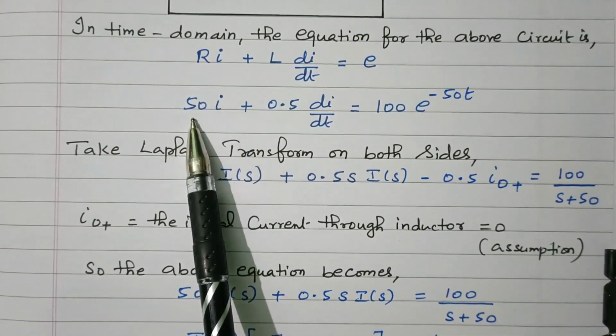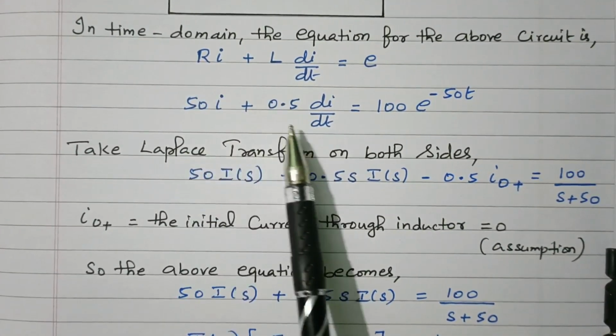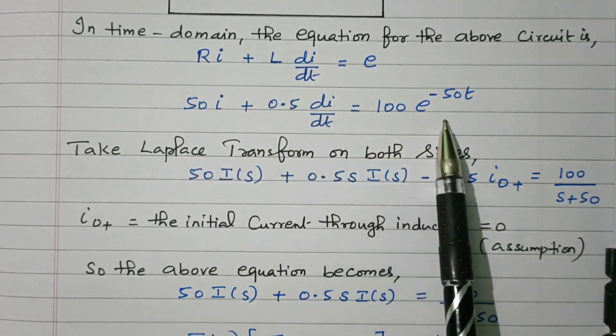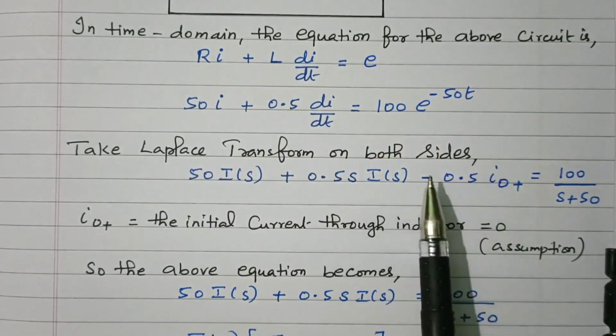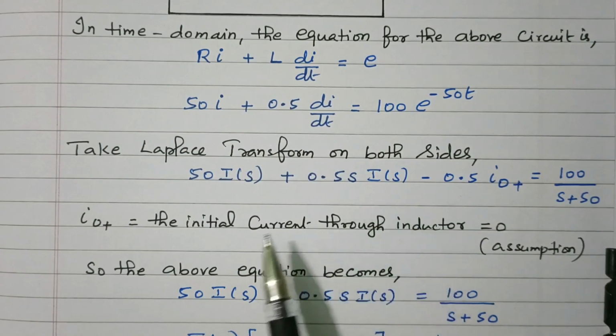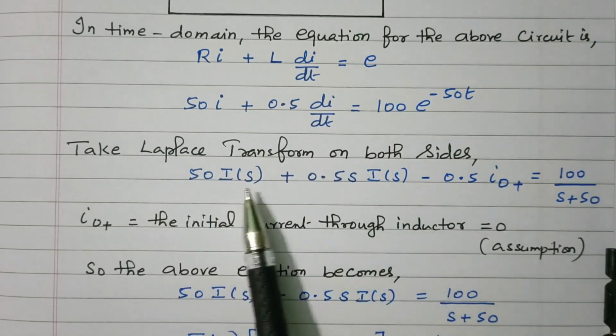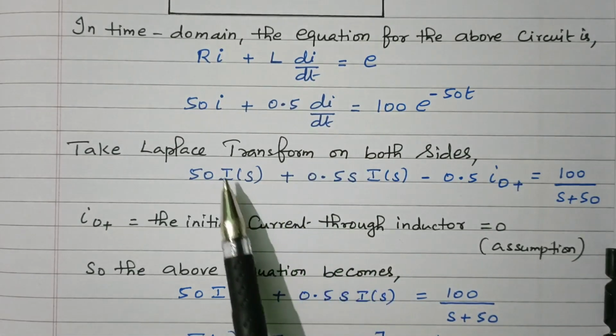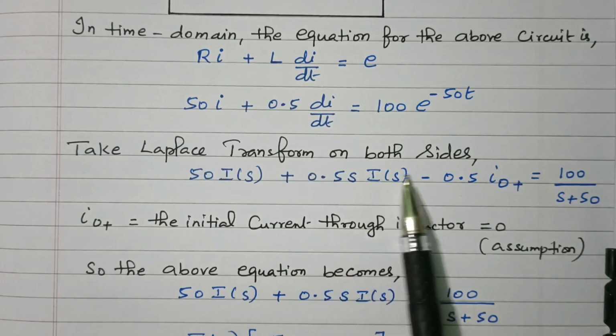R equal to 50 ohm, L is 0.5 Henry, and the applied voltage is 100 e power minus 50t. Now, in order to find the resulting current, first we will take the Laplace transform, so that the T domain will be converted into the S domain. After simplification, we have to take the inverse Laplace, so that again we'll get the current in the T domain. So we'll take the Laplace on both sides.